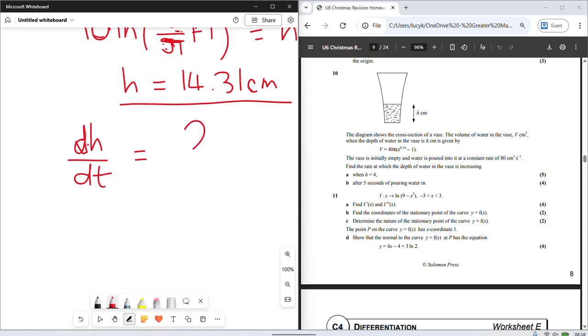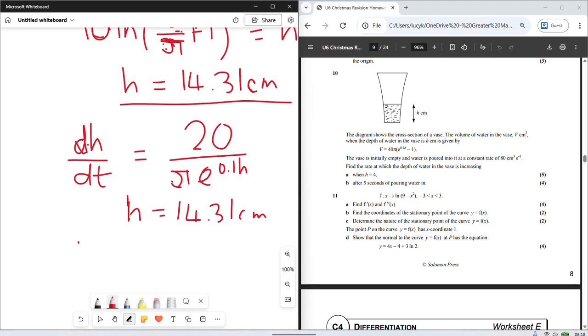So 20 over pi e to the 0.1 h, and then we're just going to put in h as 14.31 centimeters, and that will get us a dH by dt. When we do that, it is going to equal 1.52. And that will be centimeters per second again, because again, it's a change in the height or the depth of the vase in relation to time.